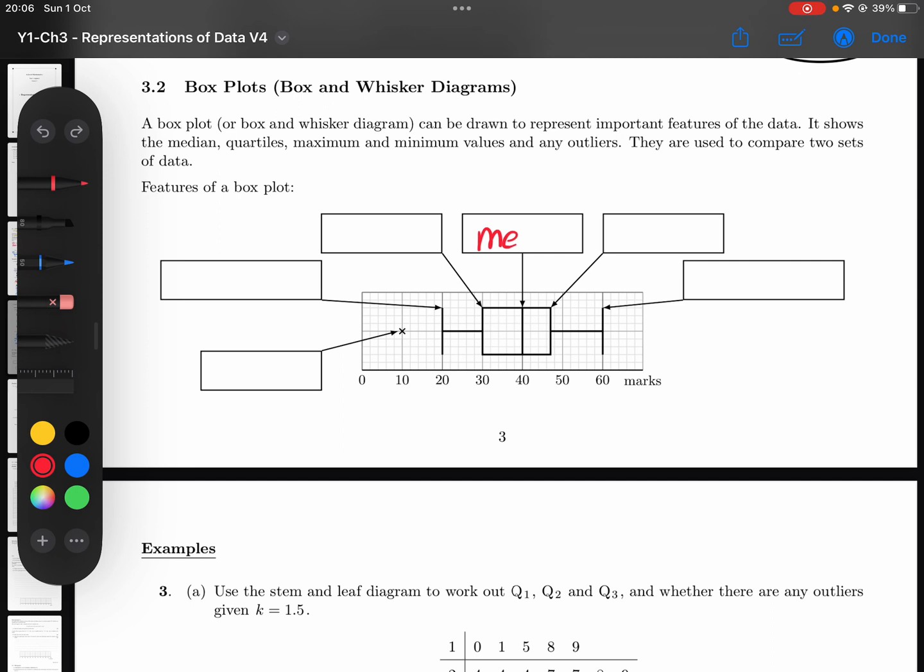I'll have another go at spelling median in the middle there. And on either side of the median is the lower quartile and also the upper quartile. And a reminder about notation, this is often referred to as Q1 for lower, Q2 for median, and Q3 for upper quartile.